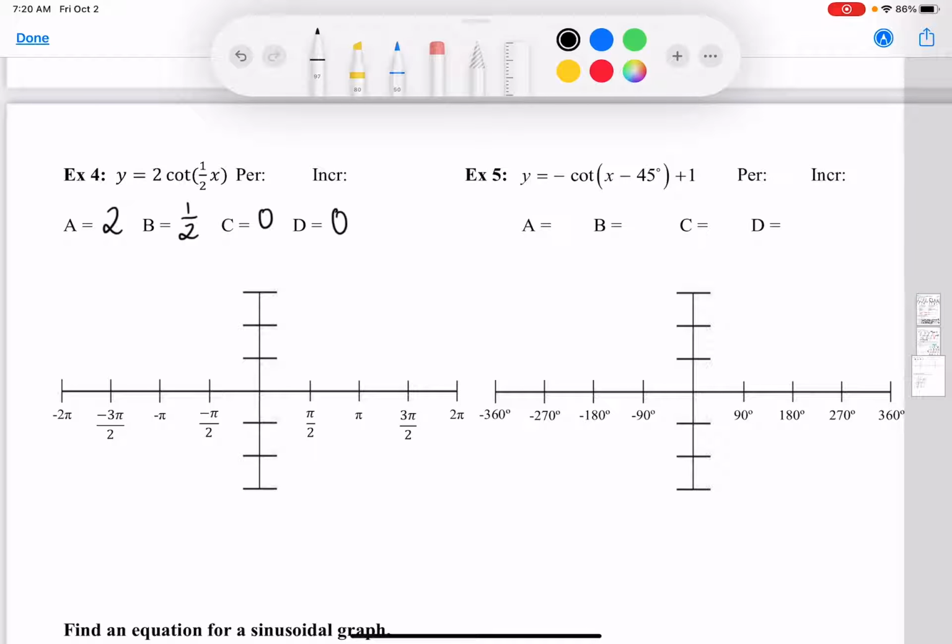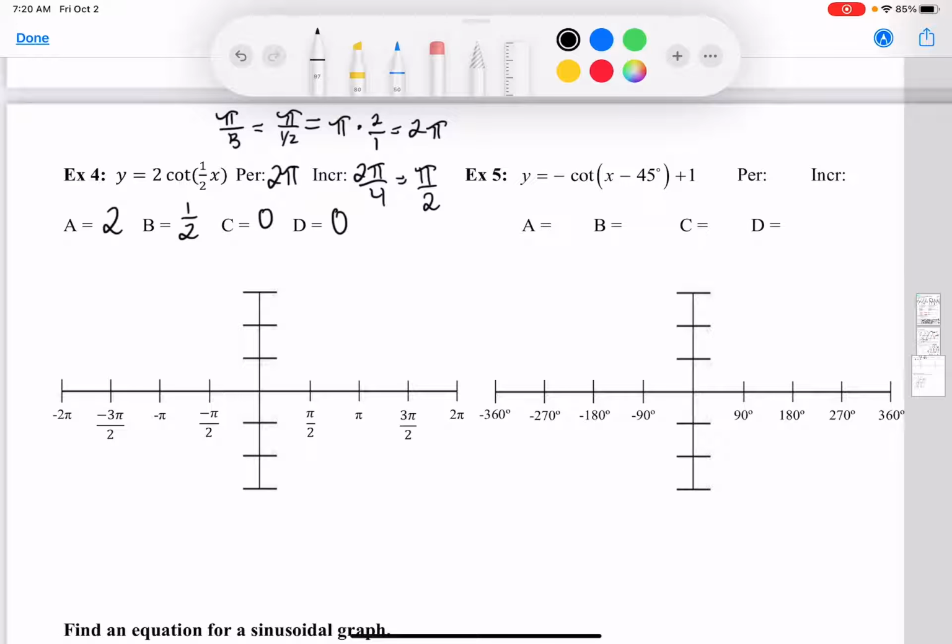All right, for the period, in this case, we're in radians. So instead of 180, I'm using pi. Well, pi divided by B would be pi divided by 1/2. Well, instead of dividing by a fraction, let's multiply by its reciprocal. And so for the period, we get 2 pi. Then for the increments, well, 2 pi divided by 4, simplify that, that's pi over 2. So every increment will be pi over 2, which is the same as 90 degrees away.